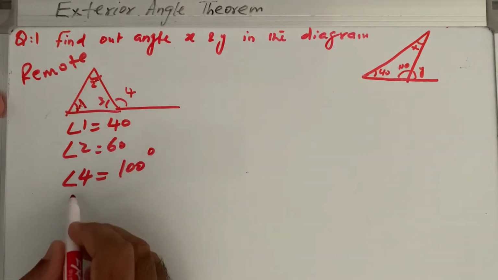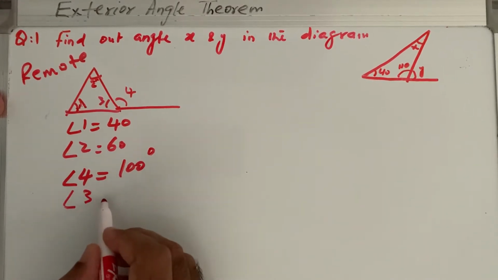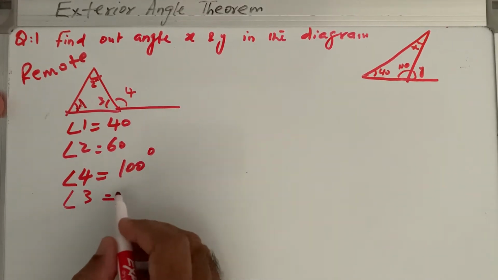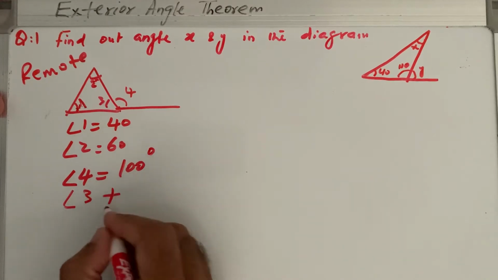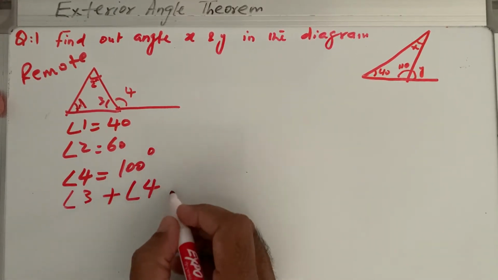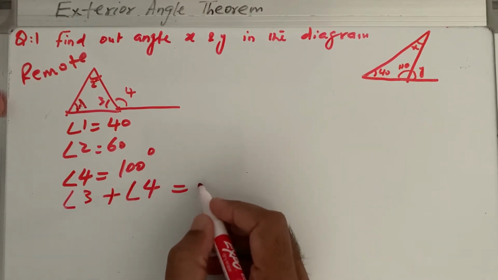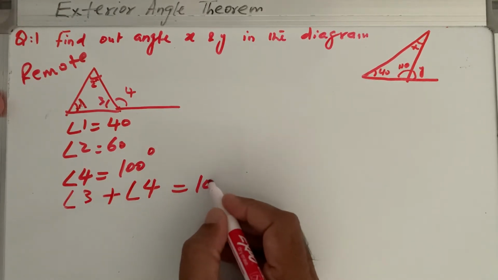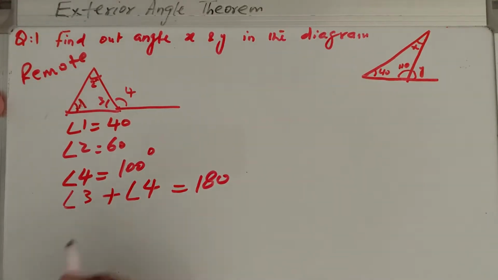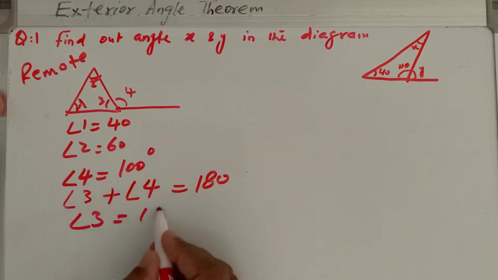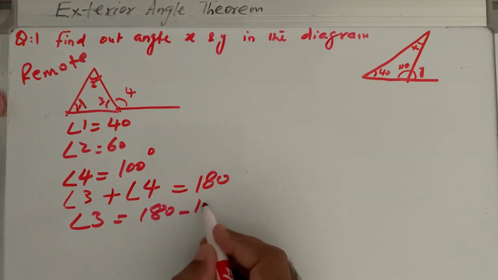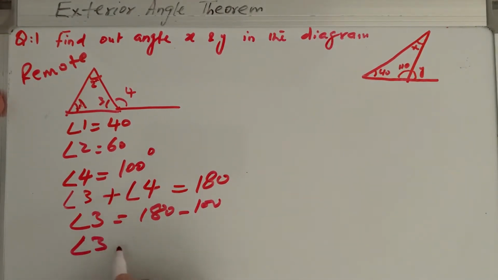I can also find angle 3, because angle 3 plus angle 4 is 180 degrees, a straight line. But angle 4 is 100, so angle 3 is equal to 180 minus 100, which is 80 degrees.